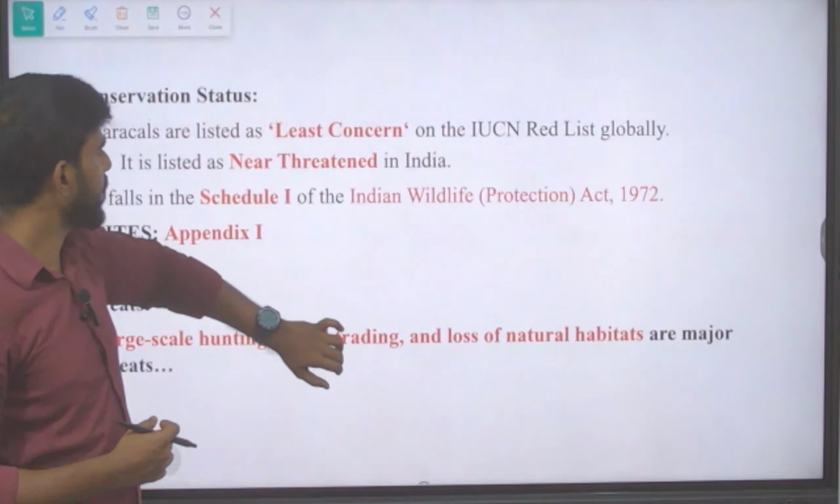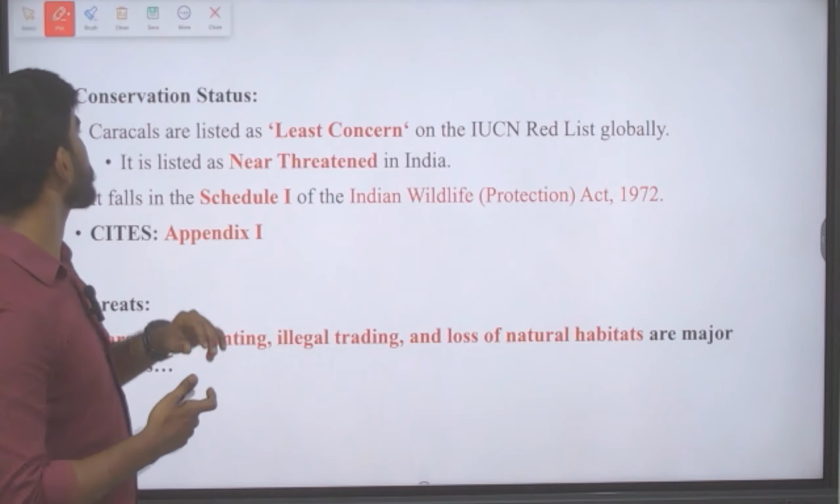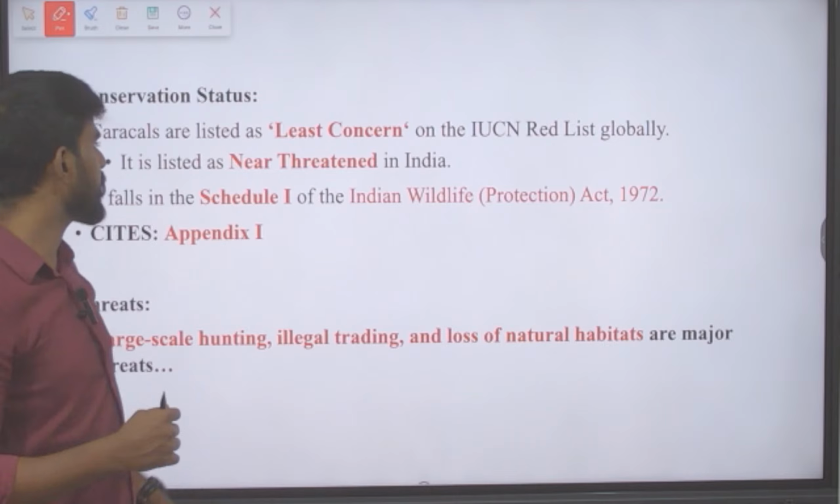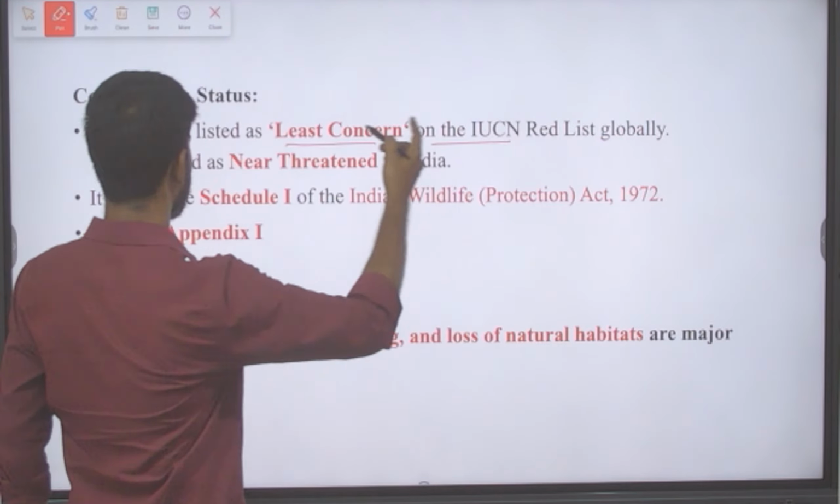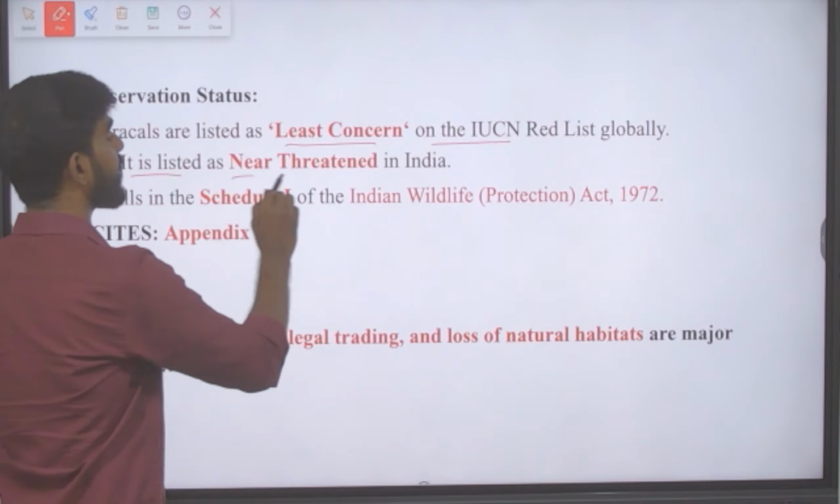And coming to the conservation status of caracal, it is listed as least concerned in IUCN Red List globally, but in India they are near threatened.